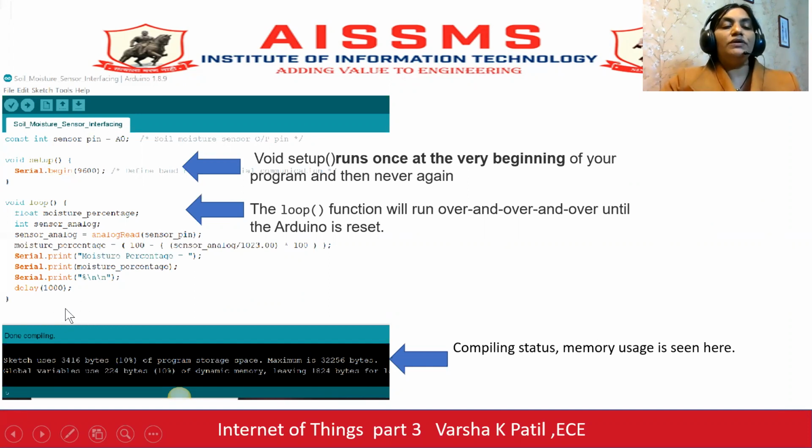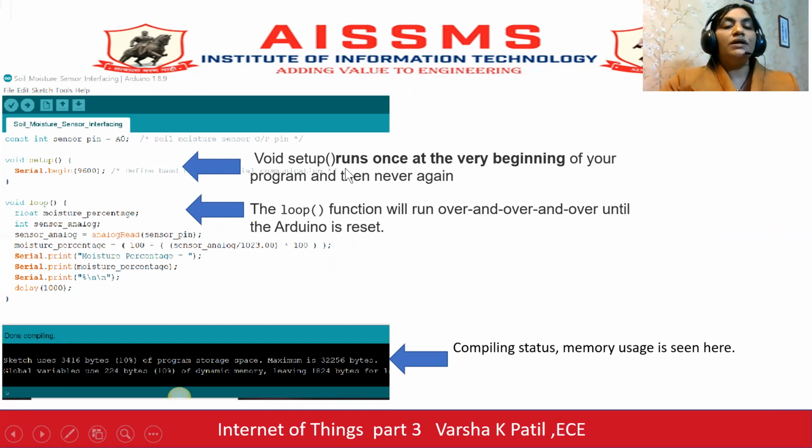The structure of the program is also very easy. Let us see how the program, that is called a sketch in the case of Arduino IDE, is arranged. In the sketch, there are two parts. The first part is called void setup, and the second part is called void loop. So what is meant by void loop?